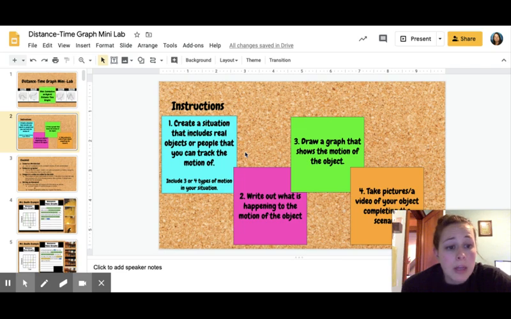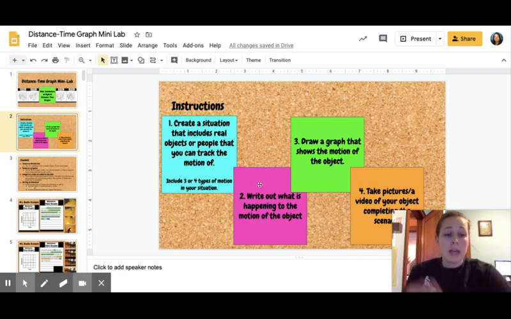And your goal is going to be to include 3 to 4 types of motion. And when I say types of motion, that could mean like forward at a constant velocity, backwards at a constant velocity, forwards again at a constant velocity, and then acceleration or at rest. Okay. So then you're going to write out what's happening to the motion of the object. You can do this one of two ways.